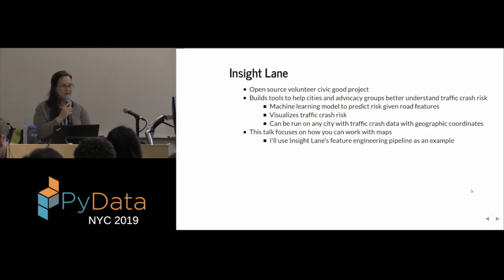And we can run this on any city that has traffic crash data with geographic coordinates, such as latitude and longitude. This talk, though, focuses on how you can work with maps, but we'll be using Insight Lane's feature engineering pipeline as an example.